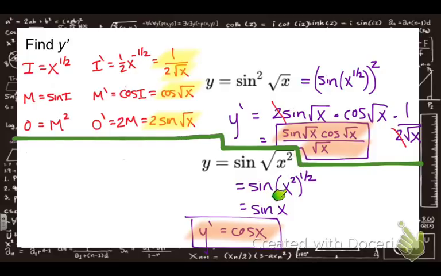For the second example, it was one of those trick ones where it might look more complicated than it actually is. If I rewrite this, this would be the square root of x squared rewritten as x squared to the power of 1/2. Remember that 2 times 1/2 is equal to 1, so this is just sine x to the first power, and the derivative of sine of x is cosine of x. So that was one of the easy ones that simplified nicely when we rewrote it. Let's look at some more examples.